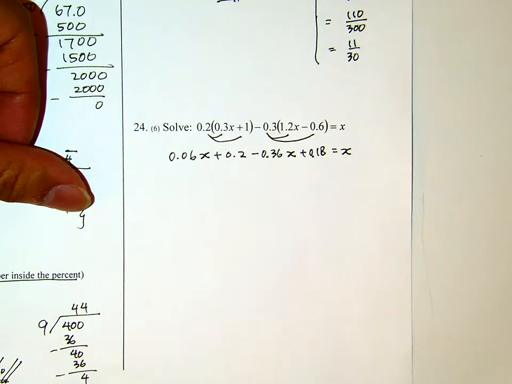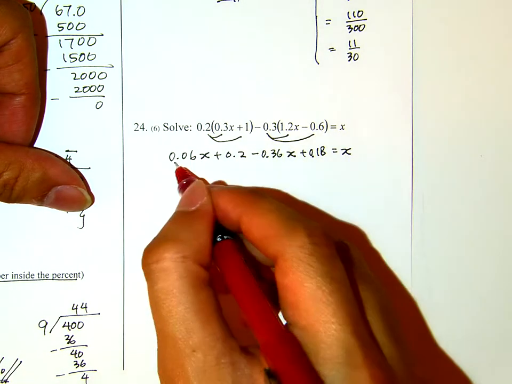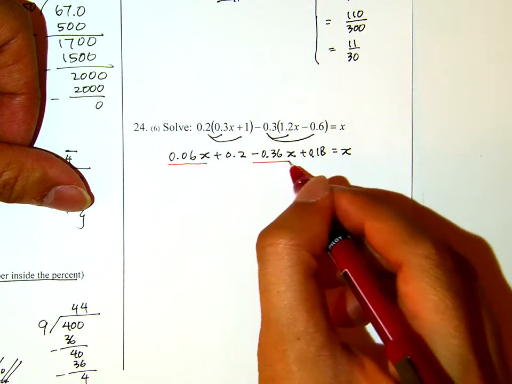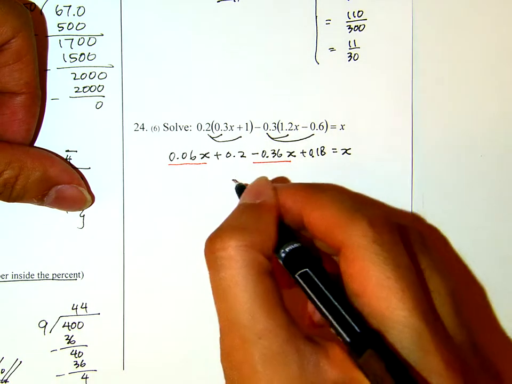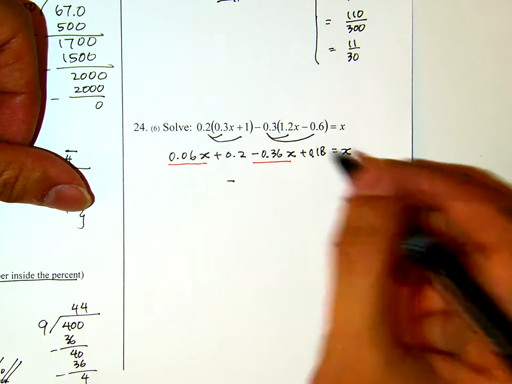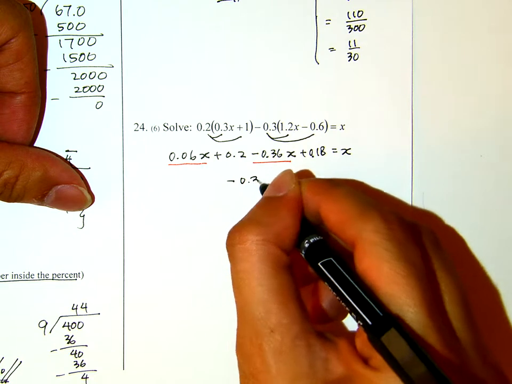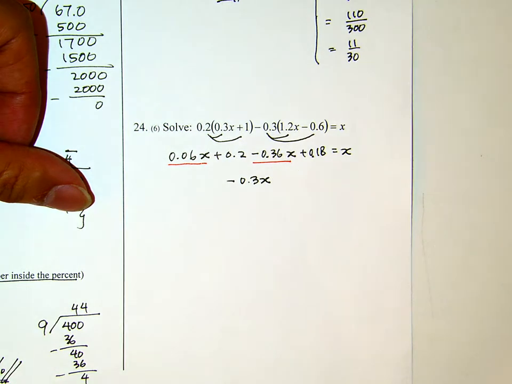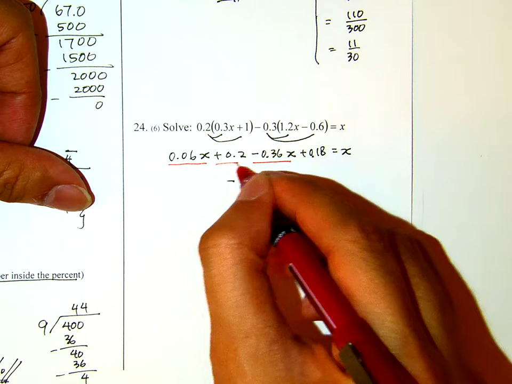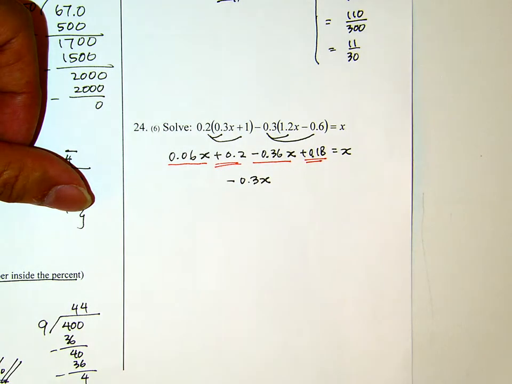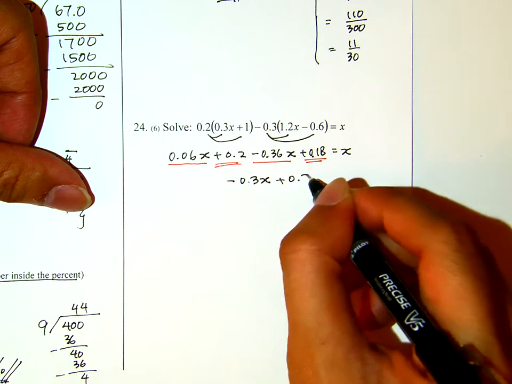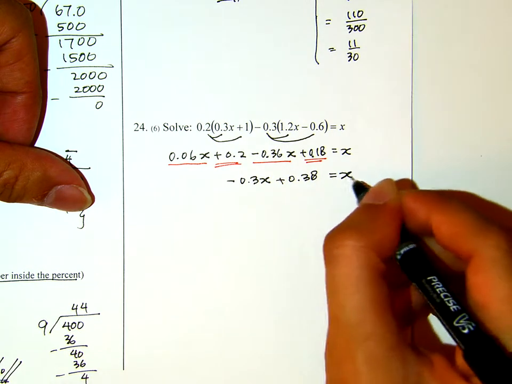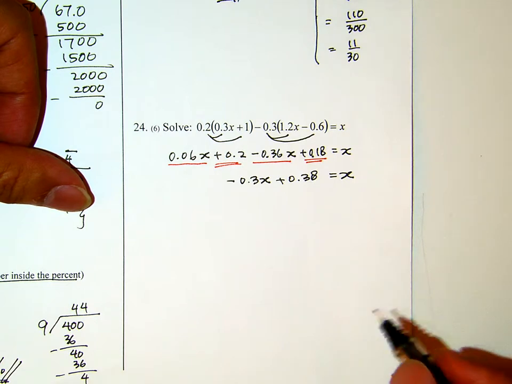Now from here I will combine like terms. I will combine these with this one here. If you do the pancake, that will be negative, and 0.3x is the x term. As for the constant term, when you add them, that will be 0.38 equals x.